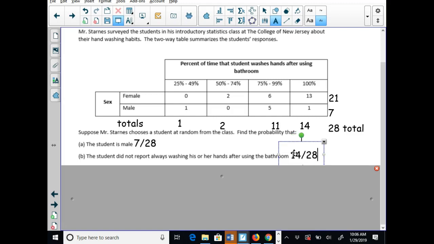So probability is, what is our success? Our success here is not always washing our hands. How many are there of them? There's 14 divided by our total outcomes, which is 28 total people.